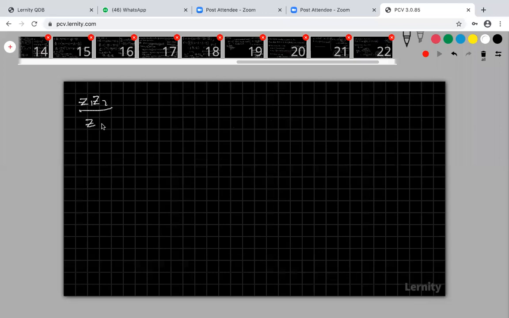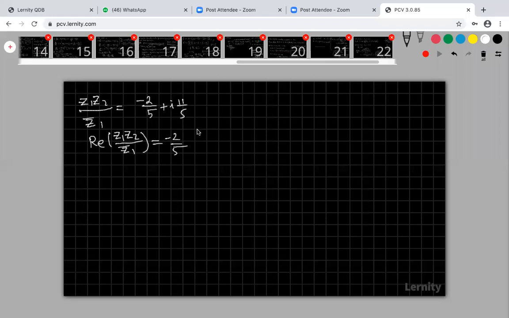Z2 by Z1 bar is equal to what I am getting? Minus 2 by 5 plus I into 11 by 5. This is a complex number. This entire thing represents this complex number. Here, which is my real part? This is my real part of this complex number. This is my imaginary part of this complex number. So therefore my real part of Z2 by Z1 bar, this complex number, is minus 2 by 5.